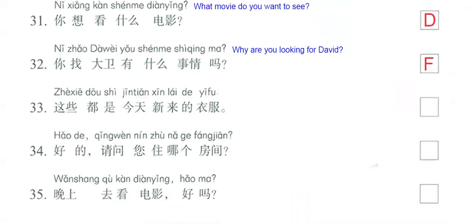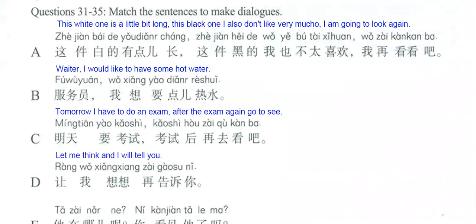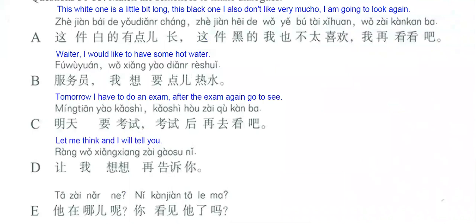Number 33. 这些都是今天新来的衣服. And here we have this keyword, 衣服, okay? These are the new clothes that have come today. These are the new clothes, the word for clothes, 衣服. And if you remember letter A, we have this white one is a little bit long and so on. We are talking here about 衣服, about clothes.